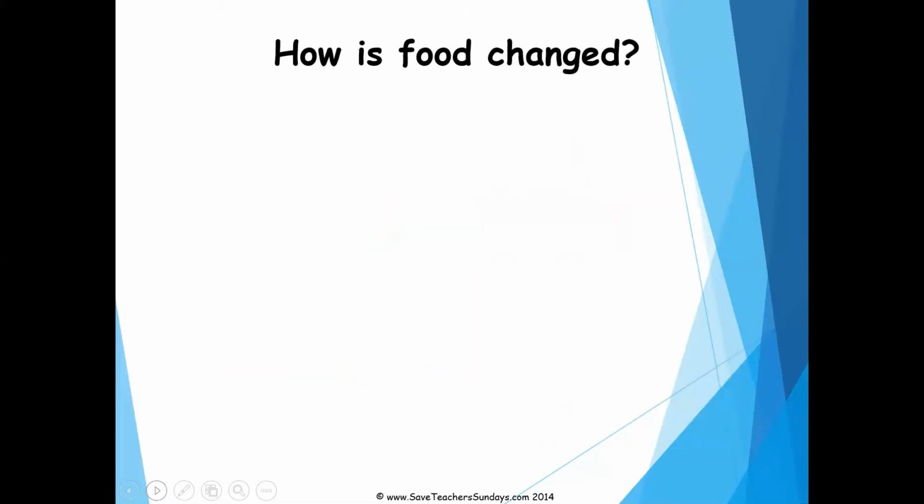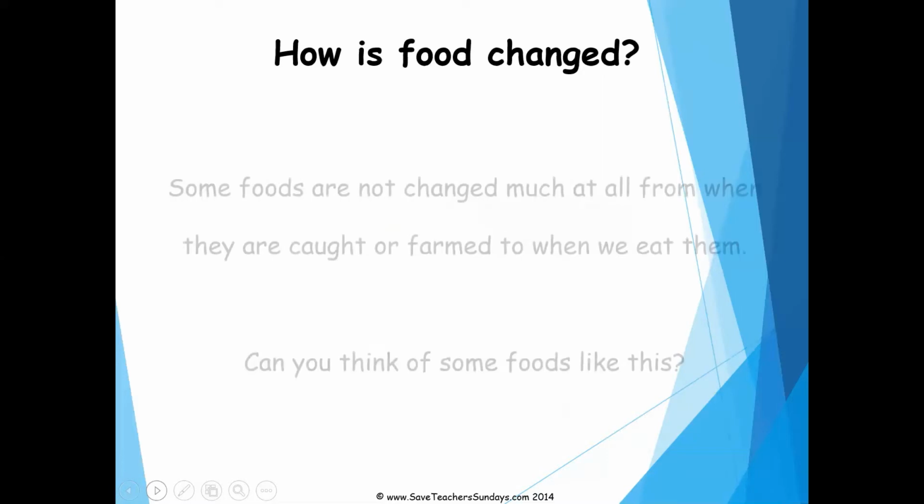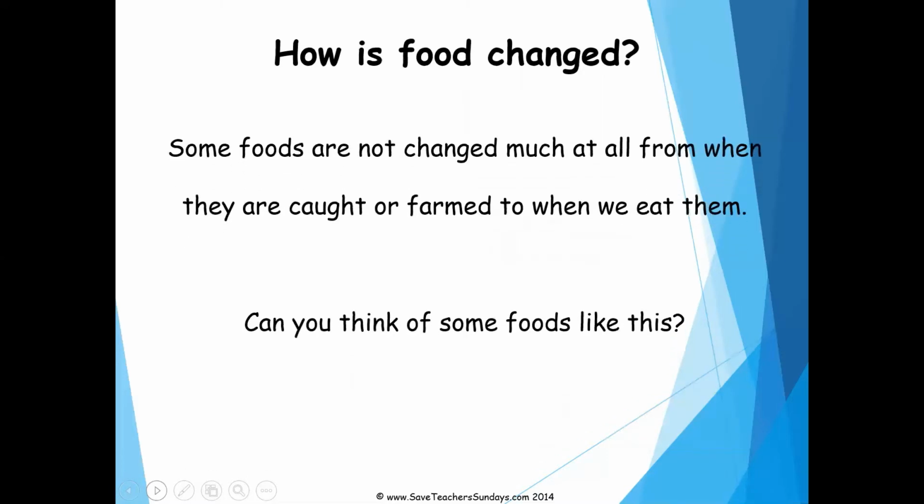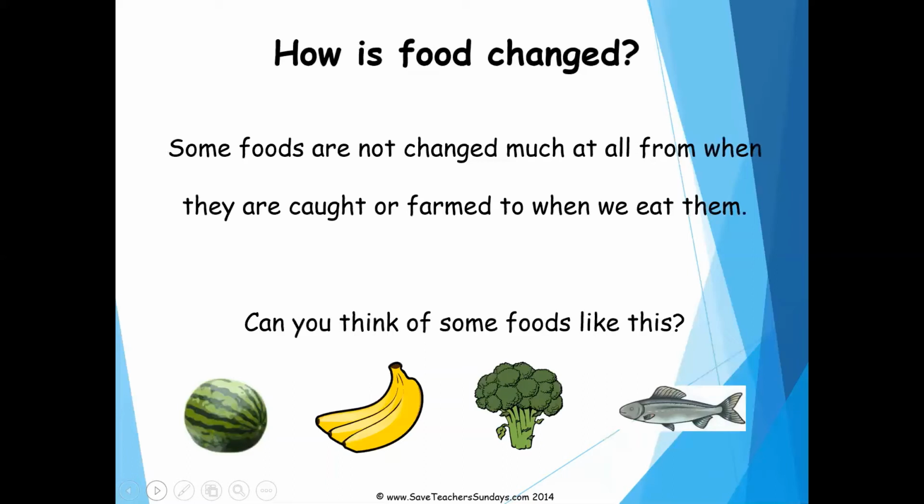Now, do you know how food is changed? Some foods are not changed much at all from when they're caught or farmed to when we eat them. Can you think of some foods like this? Pause the video and discuss with someone in your household. Were you able to do that? Fantastic. So can you tell me some of them? Well done. Fruit and vegetables are not changed at all from when we grow them or farm them to when we eat them. So look at that here.